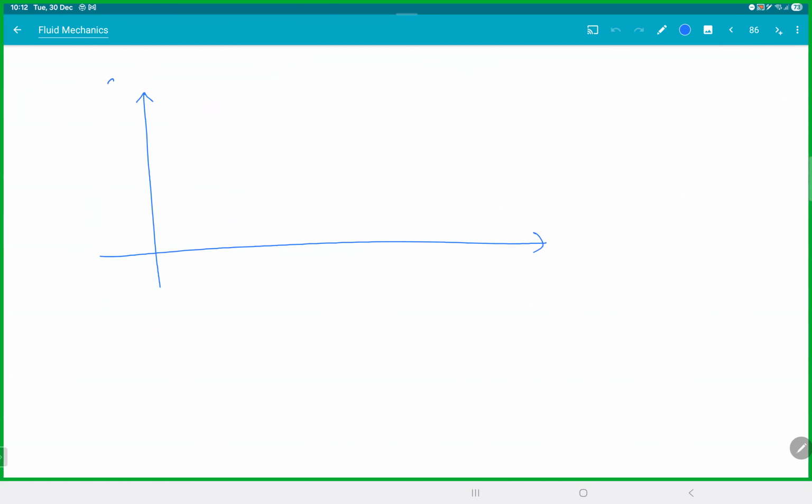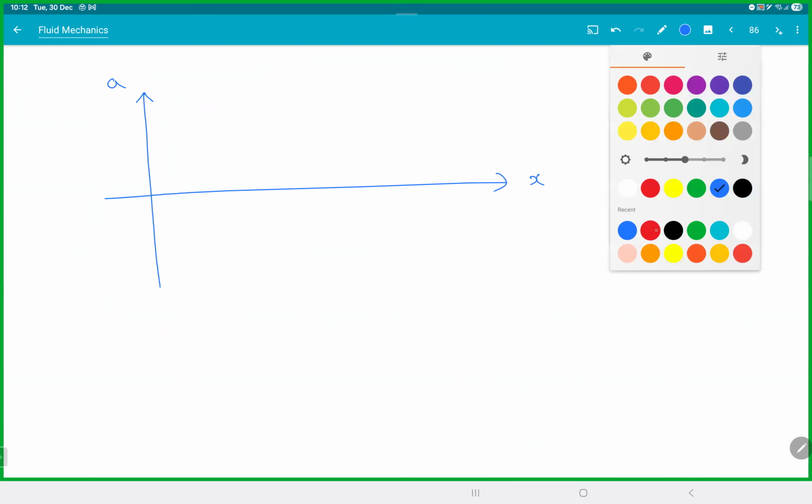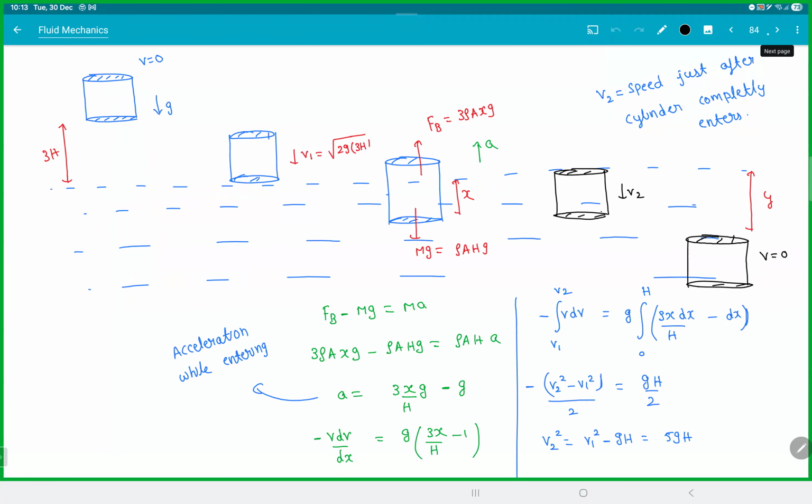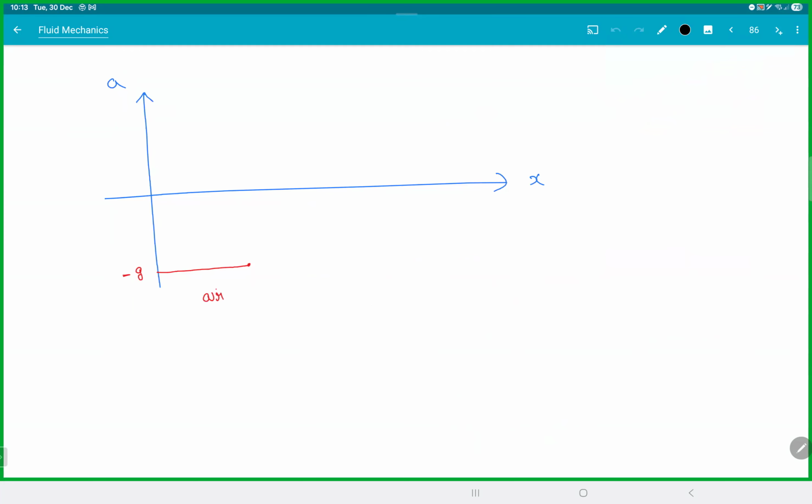So you're plotting the a versus x graph. I will take up as positive, down as negative. So initially you're falling down, so acceleration will be negative. This is minus g, you're in air inside. So at this point, while entering, look at this acceleration here. The buoyancy force is upward, so acceleration is upward. You will increase. So this black line is the situation while entering. So once you are entering, the acceleration is decreasing than g.